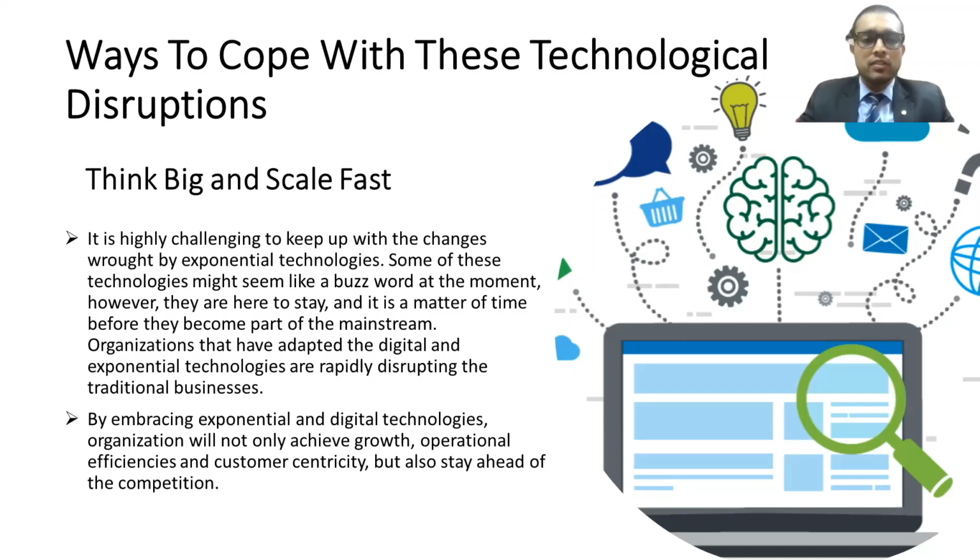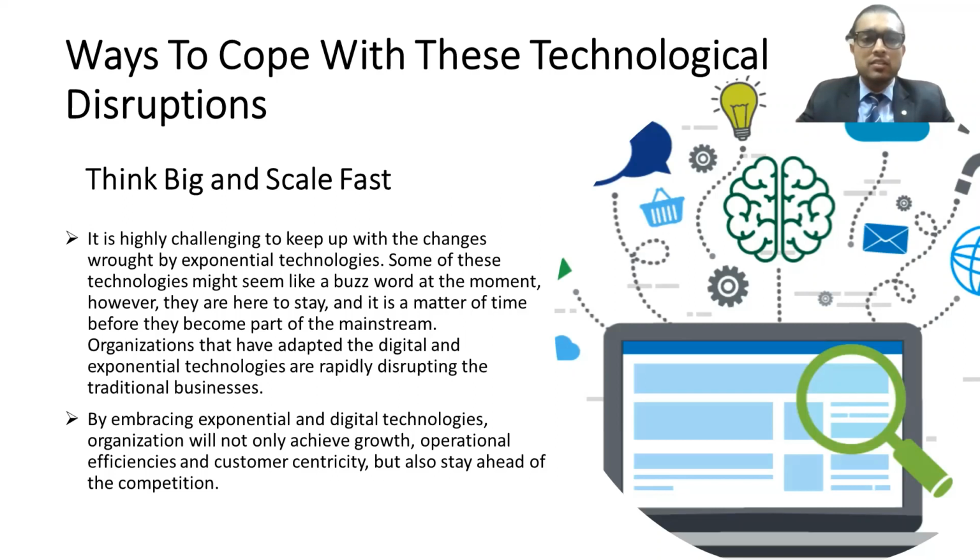First is to think big and scale fast. It is highly challenging to keep up with the changes brought by exponential technologies. Some of these technologies might seem like a buzzword at the moment. However, they are here to stay, and it is a matter of time before they become part of the mainstream. Organizations that have adapted the digital and exponential technologies are rapidly disrupting the traditional businesses.